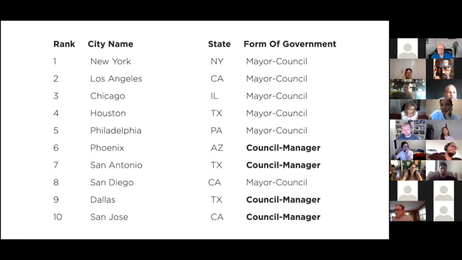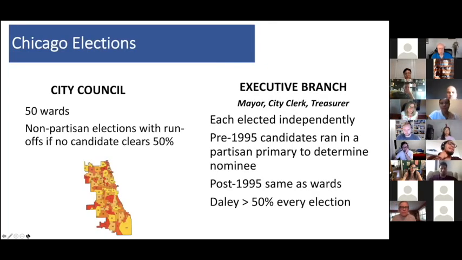Elmhurst, where I teach, has a council manager form of government. The mayor's completely ceremonial. I think he makes $5,000 a year, something like that. Good. Oh, really, Daniel? Very interesting. All right.